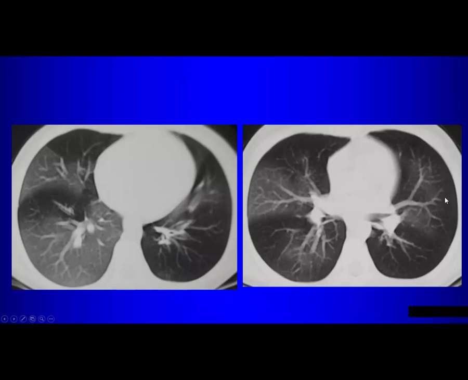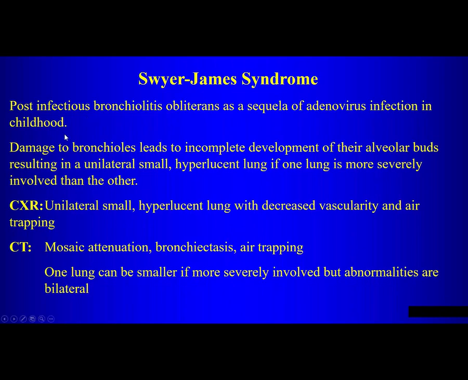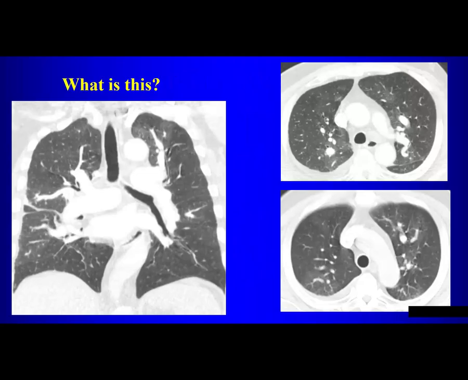Now, Swyer-James is a bilateral disease. Notice that there is air trapping bilaterally here, okay? But the lung that is affected more severely does not grow as much, so that is the smaller lung. Small hyperlucent lung, Swyer-James syndrome. This is a sequela of bronchiolitis obliterans from childhood infection, usually adenovirus. Okay? So that's what Swyer-James is.